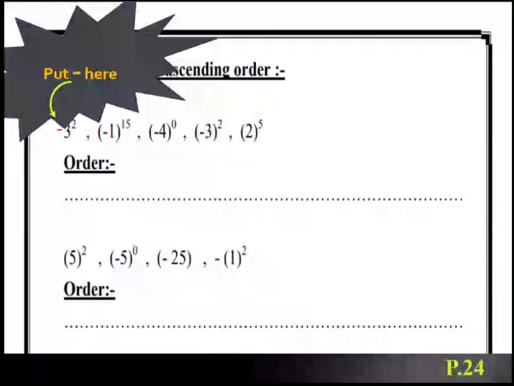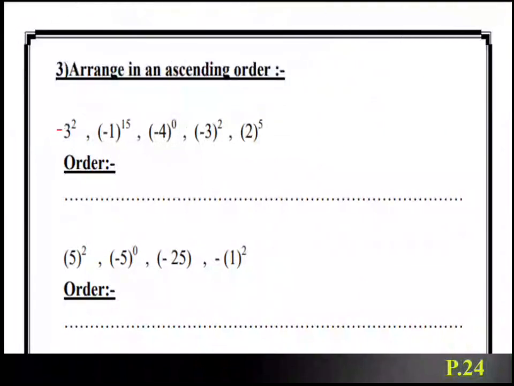Open your booklets, page 24, and put a negative sign in front of 3 power 2. Exercise number 3, arrange in ascending order. Ascending means from the smallest number to the greatest number. At first, solve each one and put its answer above it. Negative 3 power 2 equals negative 9. And negative 1 inside the brackets power 15 will be negative 1. And negative 4 inside the brackets power 0 equals 1. Negative 3 inside the brackets power 2 equals 9. And 2 power 5 equals 32.